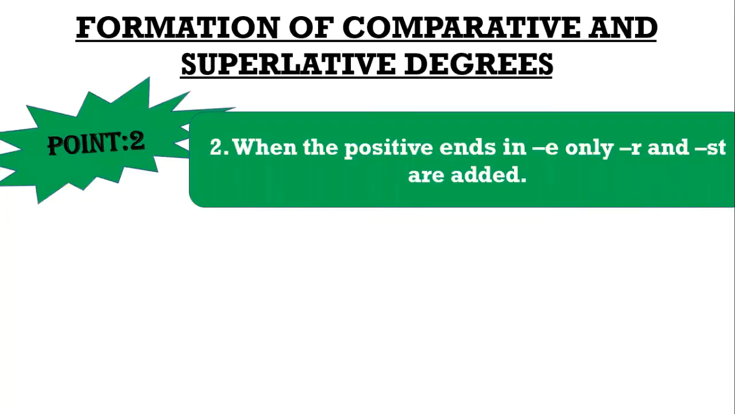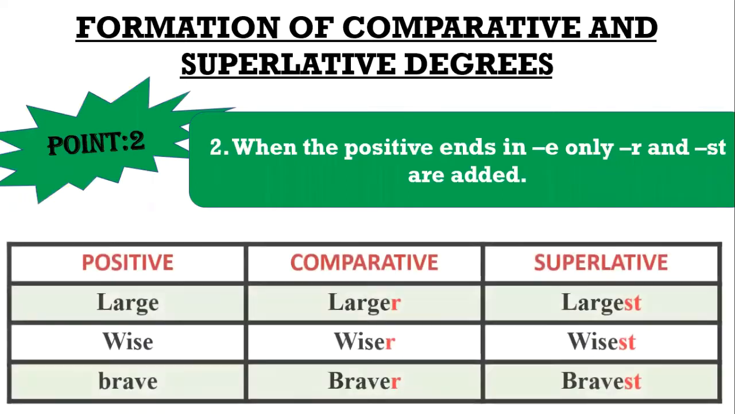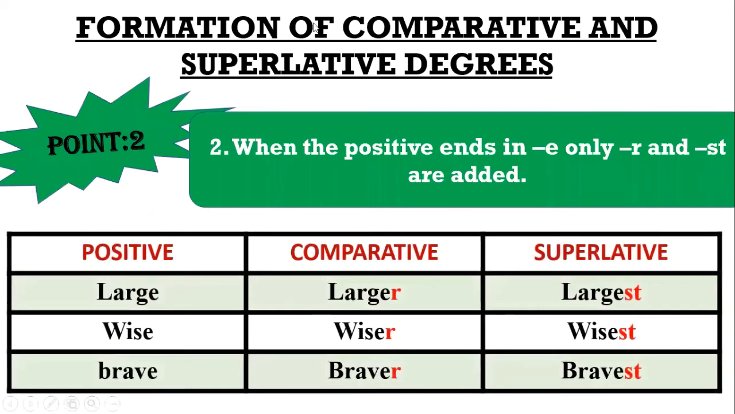Now let's move on to the second point. I've already given you the point. When the positive ends in E, only R and ST are added. What's that? I'll give an example. See, there are a few examples here. For example, large, L-A-R-G-E. Now read this point.